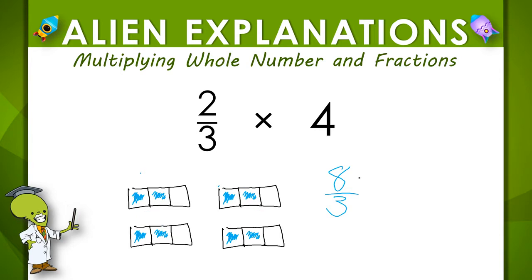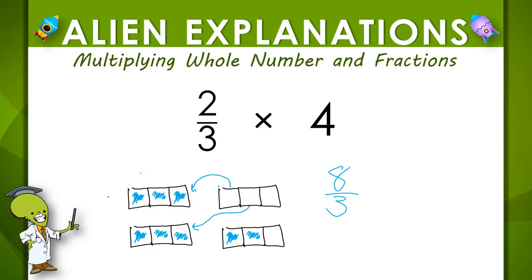Now, sometimes we need to leave our answer as an improper fraction, but sometimes you might need to convert that improper fraction into a mixed number. So let's go to the model and think about how we could make our improper fraction into a mixed number. To do that, all we would need to do is make some of our fractions whole, represent whole numbers. And we could do that by moving this third here and this third here.